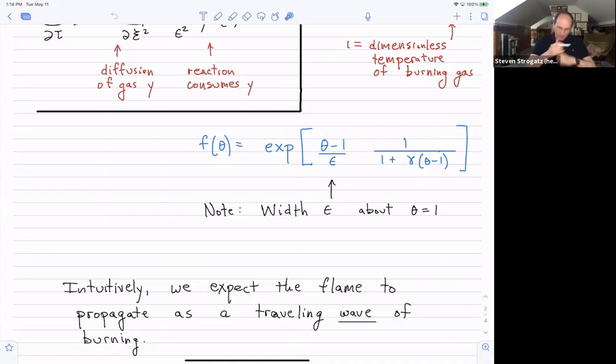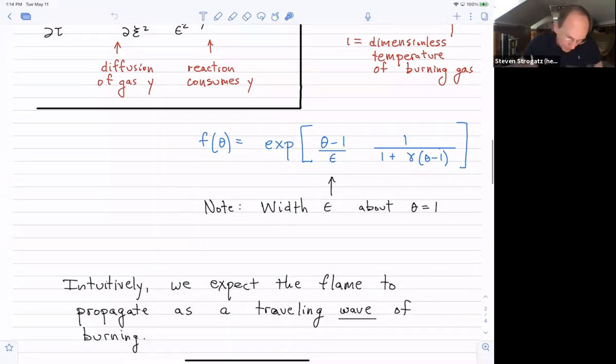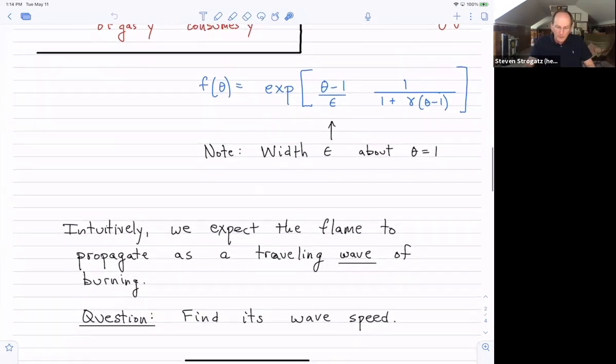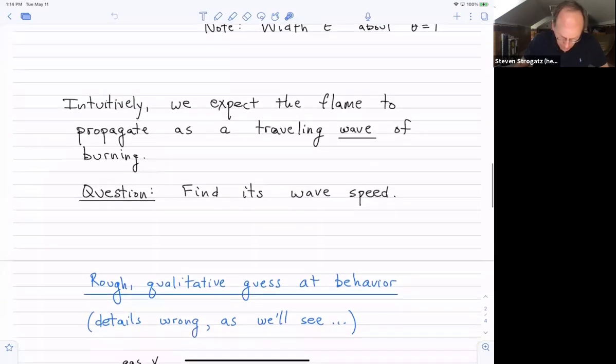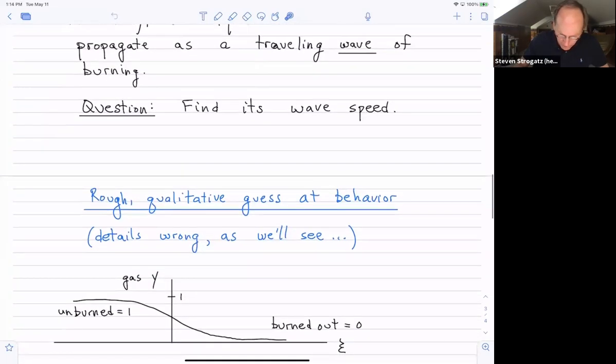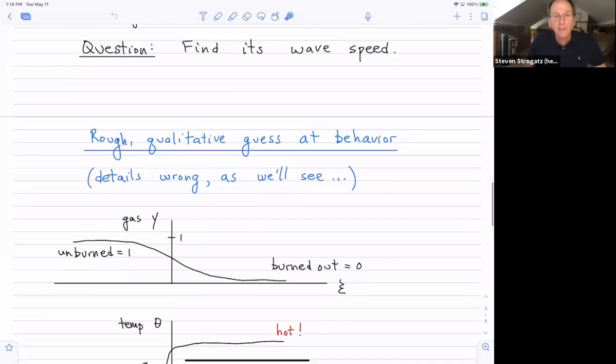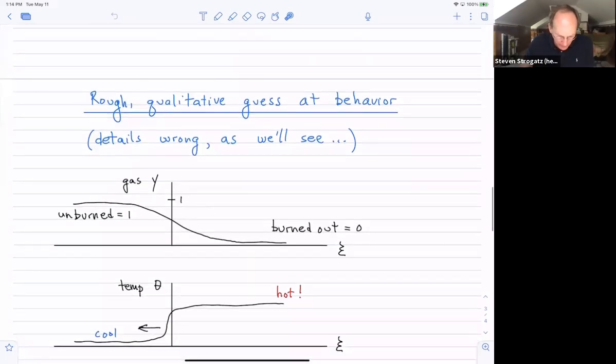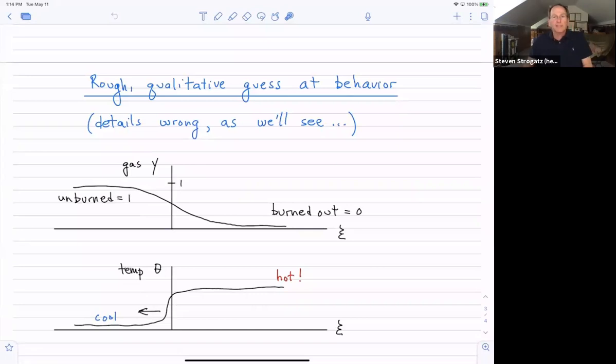What is the wave speed is the natural question. I mean, we'd also probably like to calculate the wave shape, both for the consumption of the fuel and for the temperature as functions of time and space. But especially the wave speed is the question of interest. So to be a little more visual about it, here's what you might guess very qualitatively at what the picture might look like. Now, actually, the details of what I'm going to show you right here are wrong. We're going to see that they're wrong, but it might be your first thought. That you might expect a picture something like this.